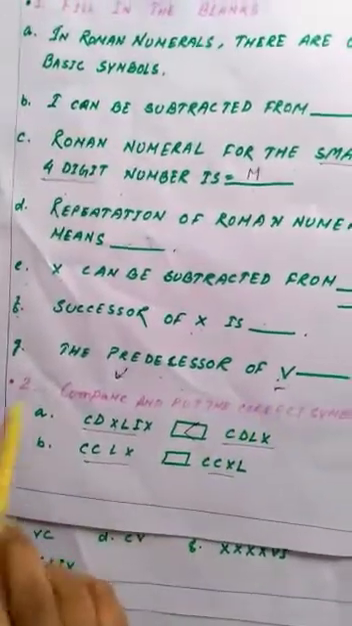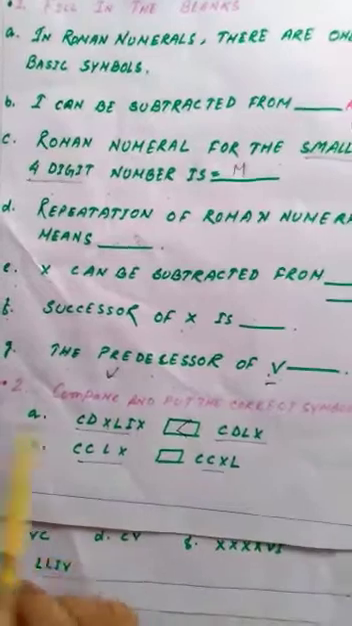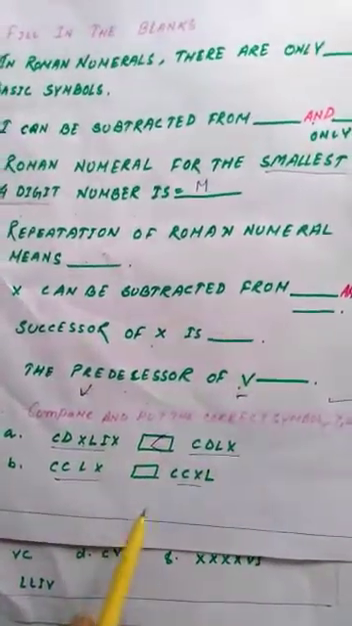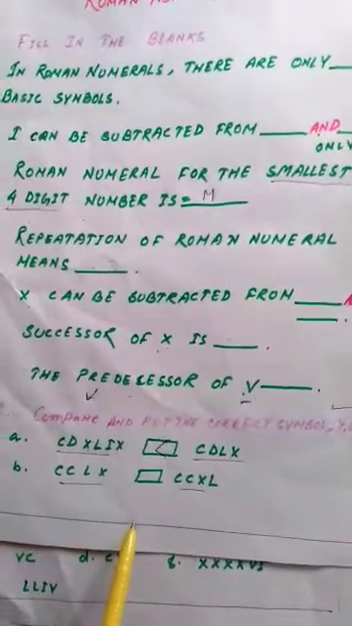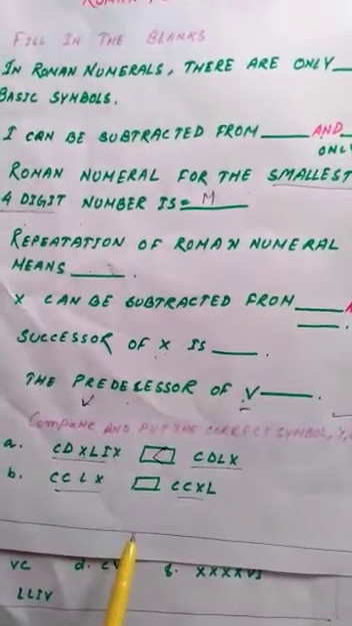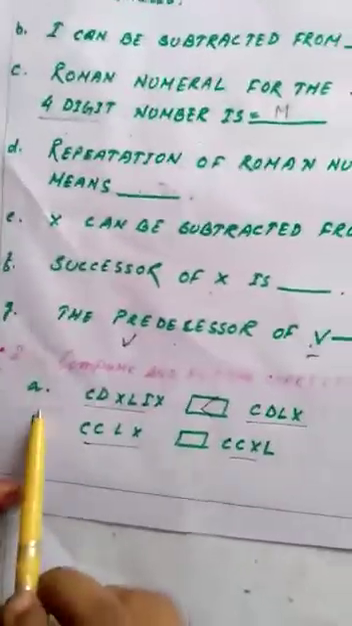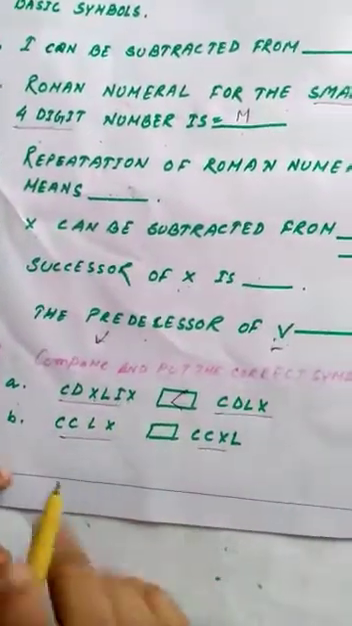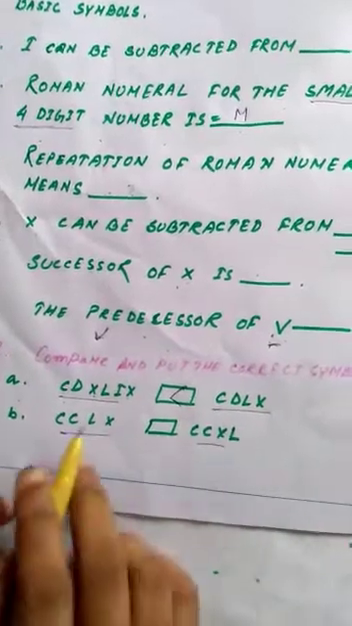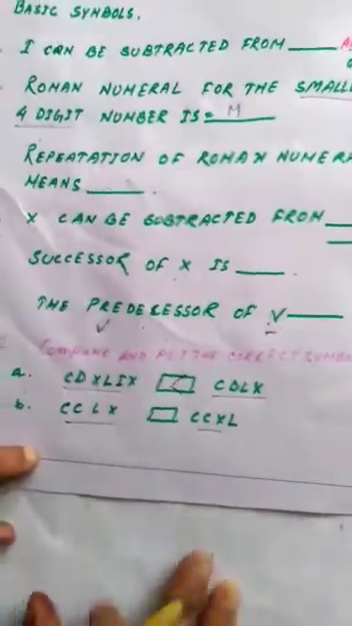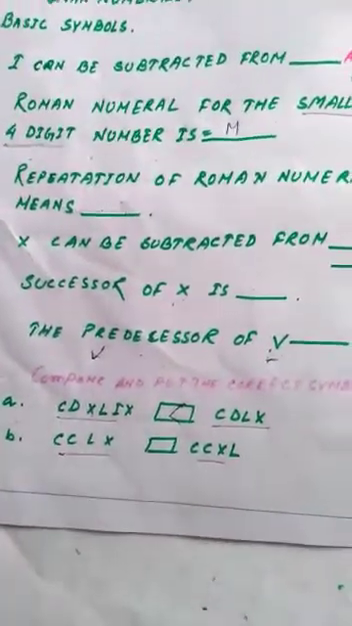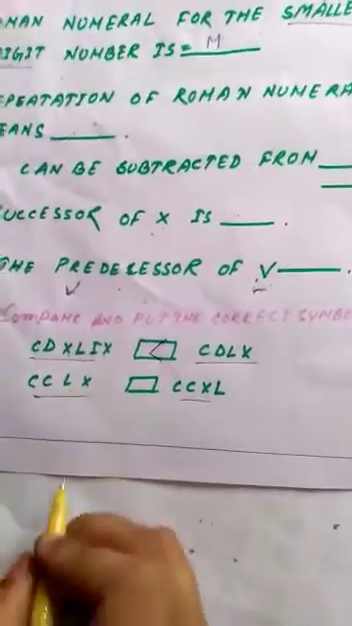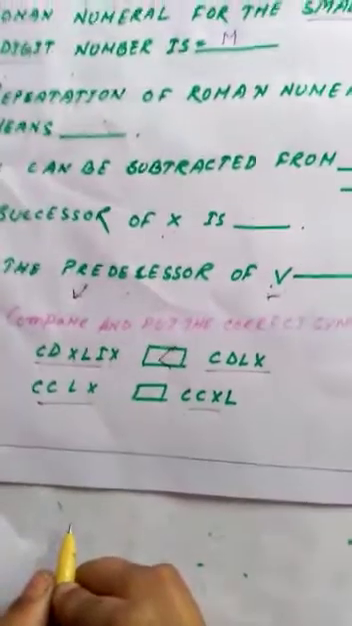Alright. Now our question number 2 is: compare and put the correct symbol. So you have to compare and put the symbol. First, you can see there, question A is CDXLIX. What does it mean? How can we read it out in Hindu Arabic numbers or write it? See here, at first we will see, then we will compare.